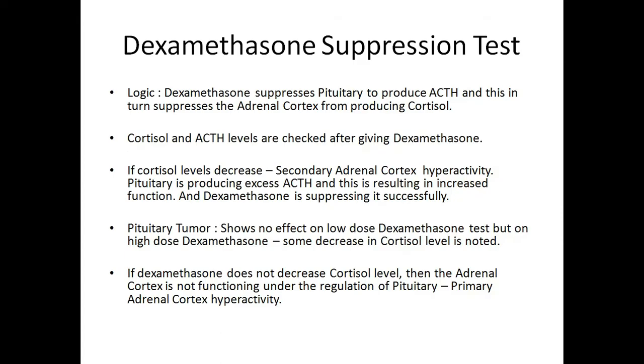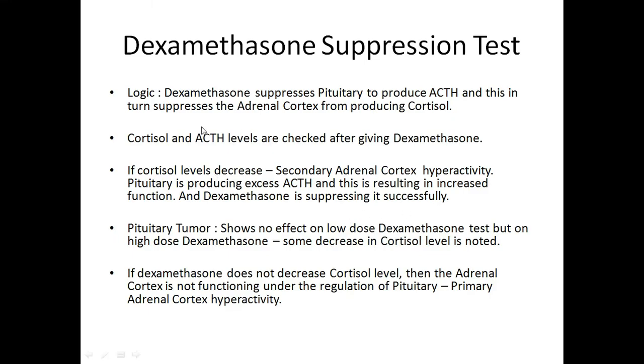To come to that diagnosis, we do the dexamethasone suppression test. The logic behind doing the dexamethasone suppression test is that when we give dexamethasone, this is very similar to cortisol. This is a steroid hormone. Dexamethasone acts on the hypothalamus, decreases the corticotropin releasing hormone, which acts on the pituitary and reduces the production of ACTH. So when we give dexamethasone, the corticotropin releasing hormone is decreased, as a result of which ACTH decreases, and this decreases the cortisol production from the adrenal glands.